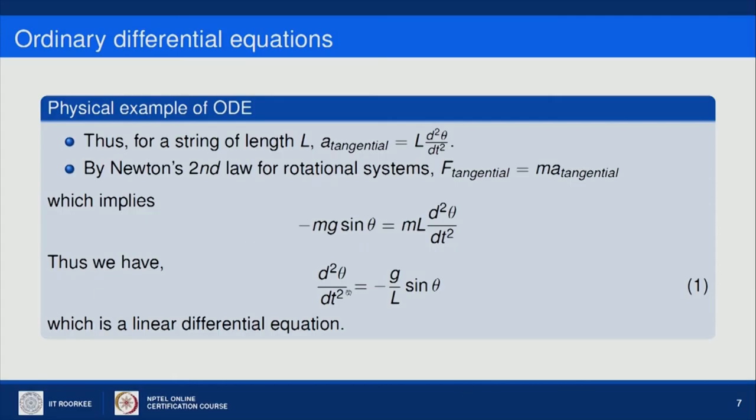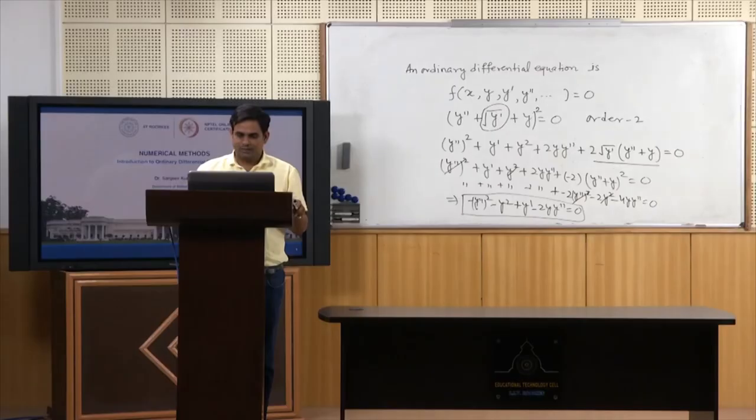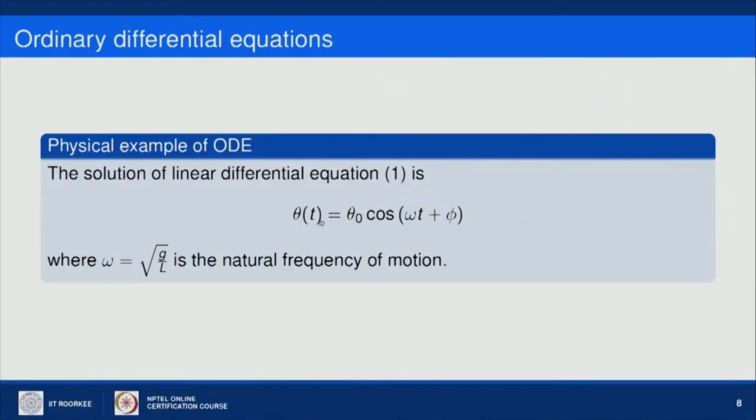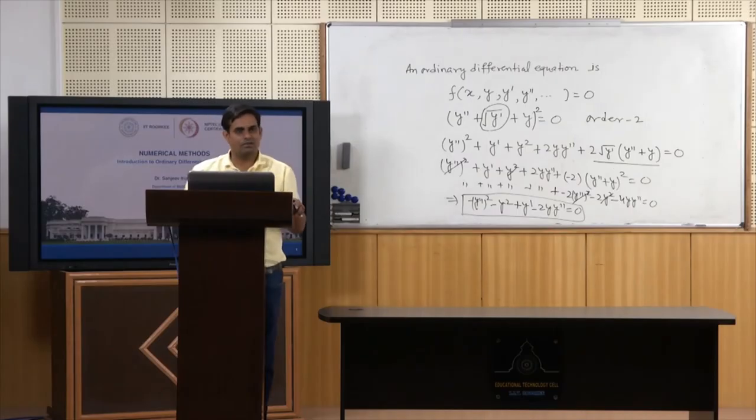So, we have a second order differential equation, which is d2 theta over dt square equals minus g upon L into sin theta. We can solve this differential equation analytically, and the solution of this equation is given as theta at any time t equals theta 0, which is the initial angle, cos of omega t plus phi, where omega is square root of g upon L, and it is the natural frequency of the motion of the simple pendulum.